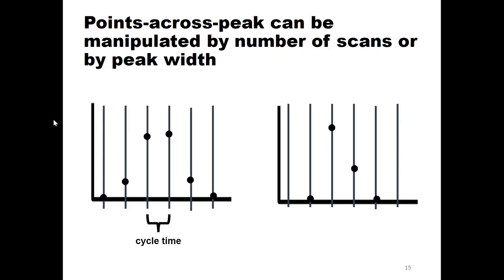So to get more points, more scans on this hypothetical chromatogram that we're collecting, we could do two things. We could either increase the number of scans or make our peak broader, right? So two ways we can manipulate how many scans: either collect more of them and keep the peak the same, or make the peak broader and keep the number of scans the same.